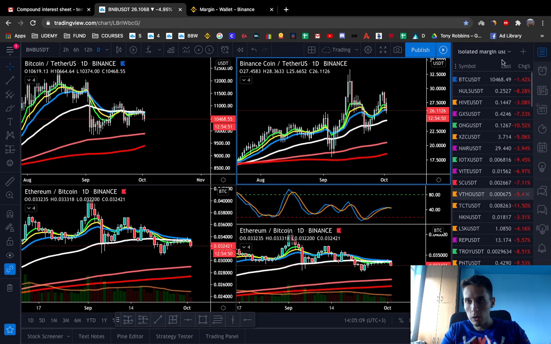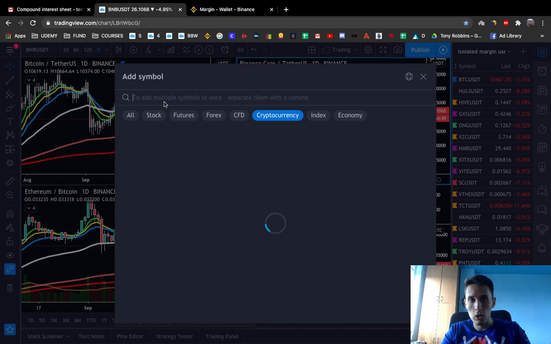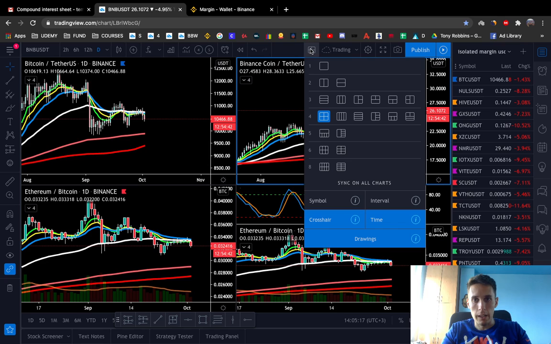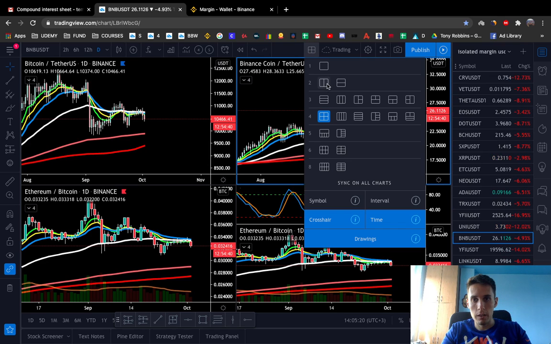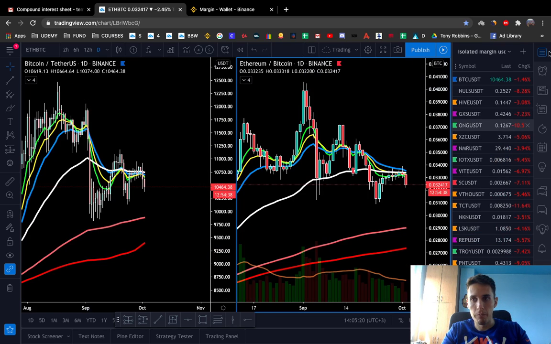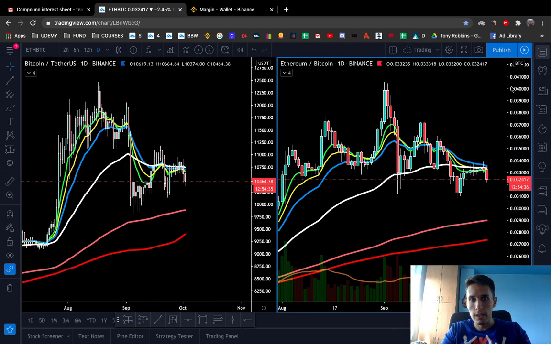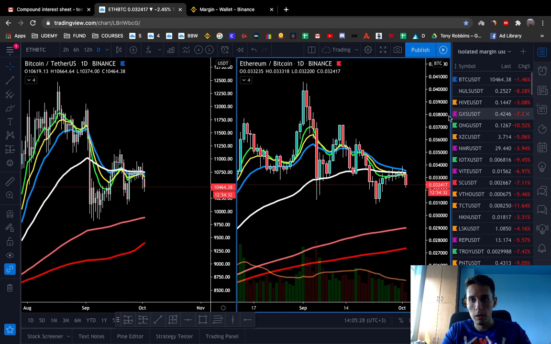Right now they are not very similar. Let's just look at Ethereum and Bitcoin. I can even make this bigger. In this case you will see it better. So Ethereum against USD I wanted to put.